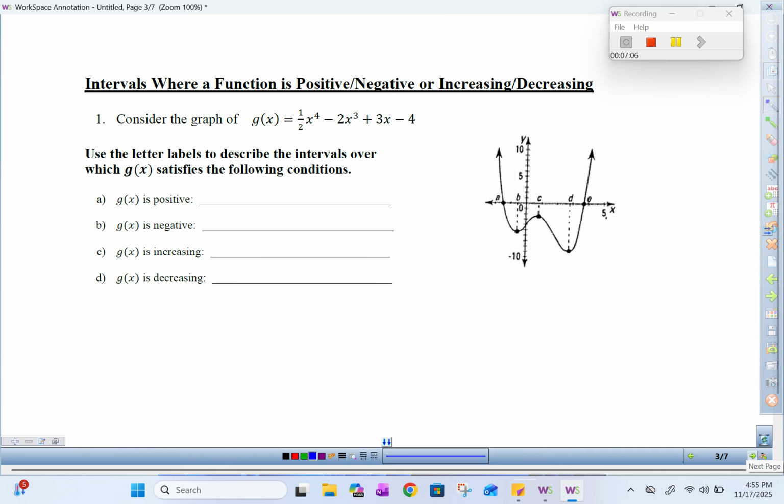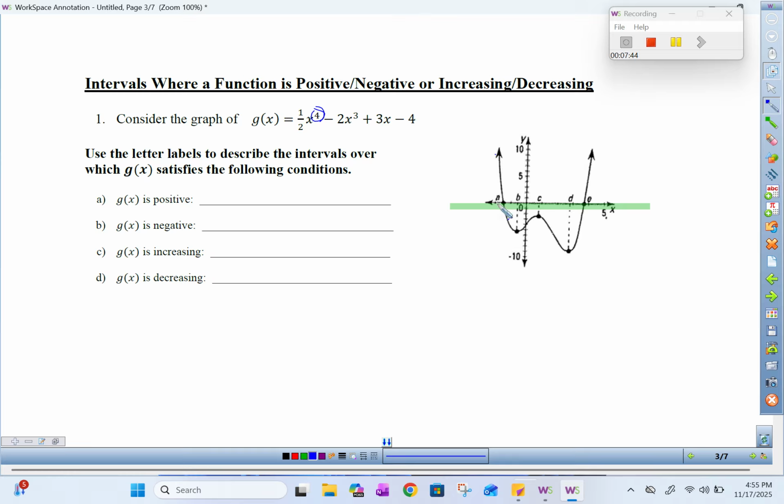Now we're going to talk about intervals where a polynomial is positive, negative, or increasing, decreasing. So here, just to tie into what we've been doing, we've got ends that are pointing upwards, both of them. So we know that this is an even degree function, which we can also see right here. And we can see our positive leading coefficient is telling us they're both going up, that positive 1/2. But we're going to talk about where the function itself is positive, and it's not just at the end, it's everywhere above this x-axis.